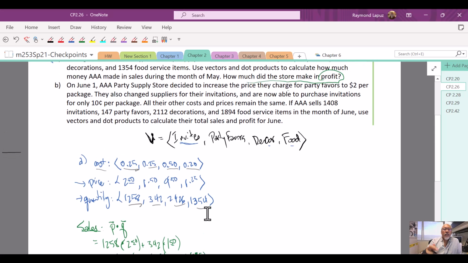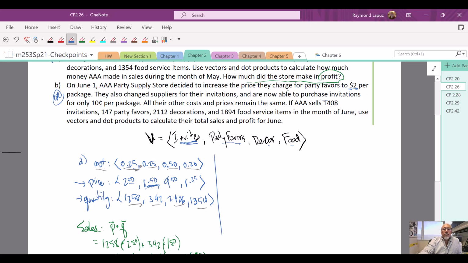Let's go back over here and redo the same thing, except here in part B, they're saying that they changed the price they charge for the party favor to $2 per package. So the store decided to increase the price they charge for the party favor, so that's the second slot, and that's what they charge over here. So from $1.50 to $2. They also changed the suppliers for invitations, so now they are able to purchase invitations for only 10 cents a package. So invitations over here, they were paying 25 before, now they're going to pay 10 cents a package.